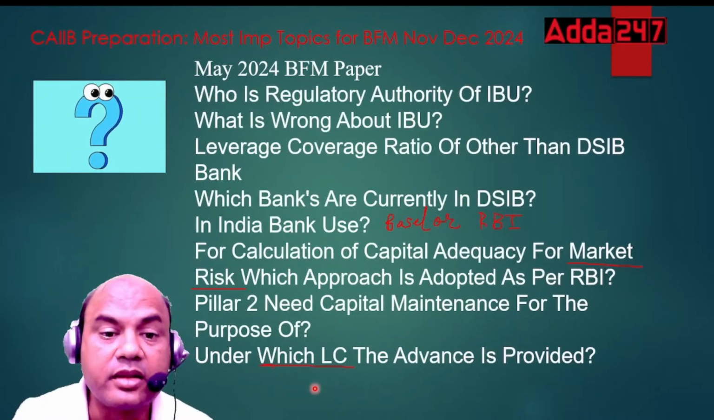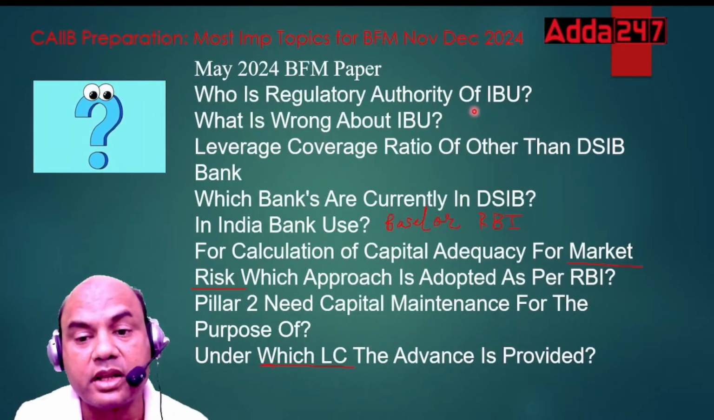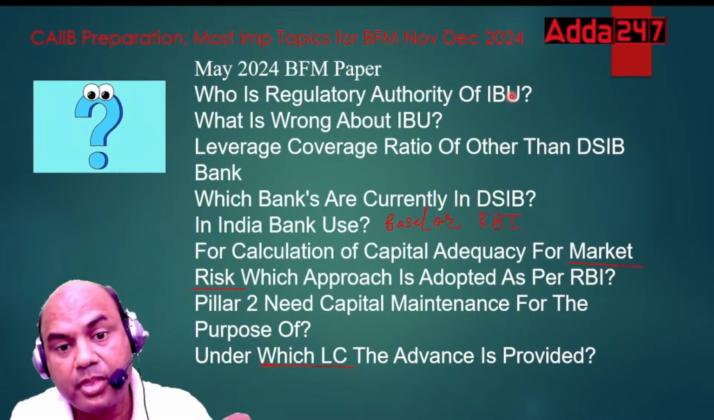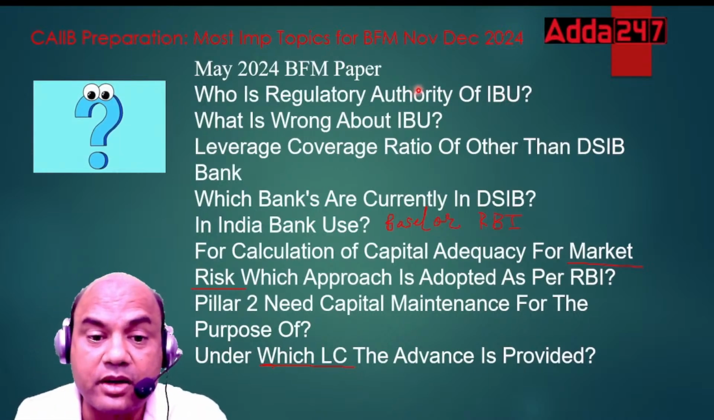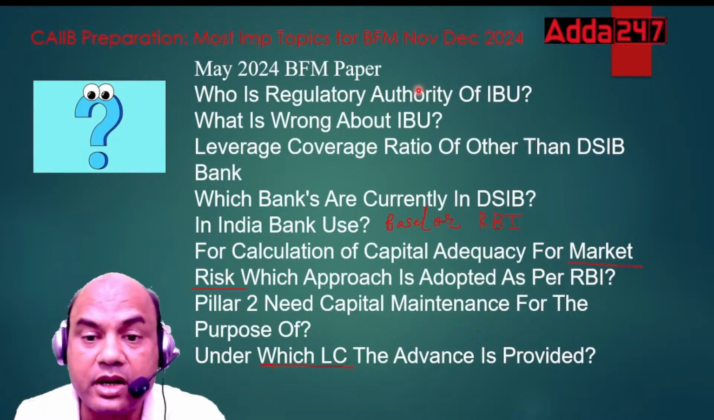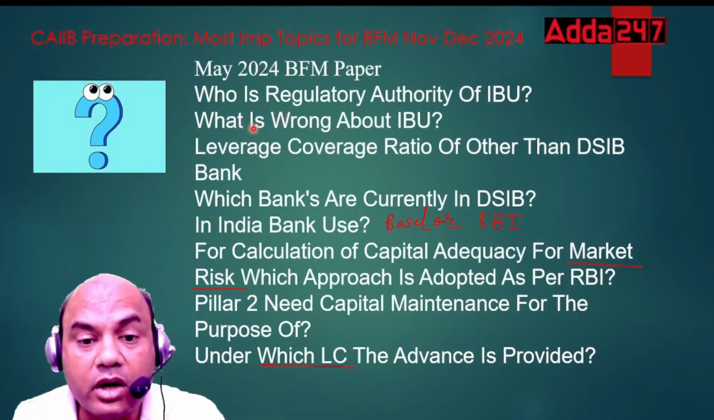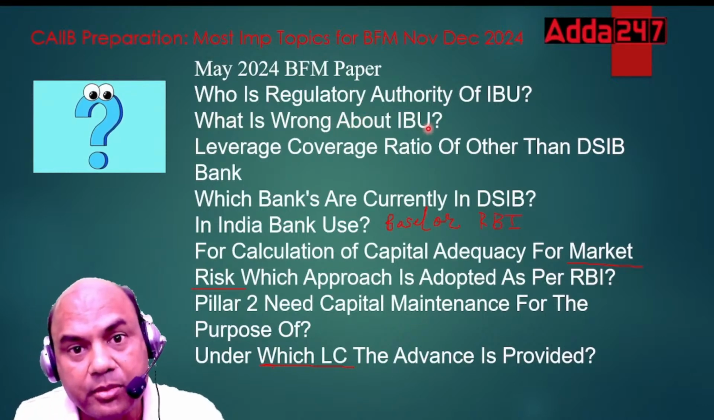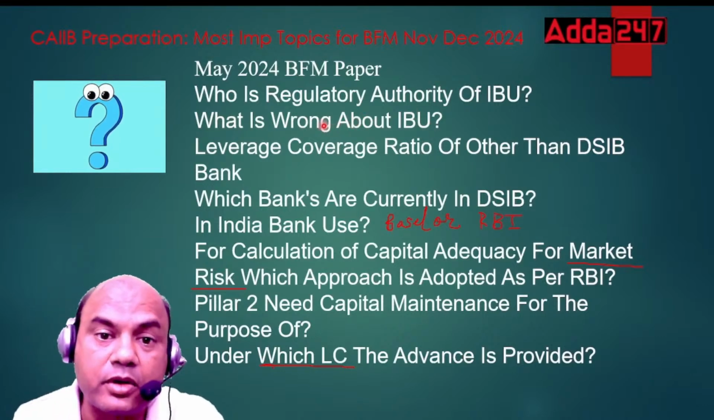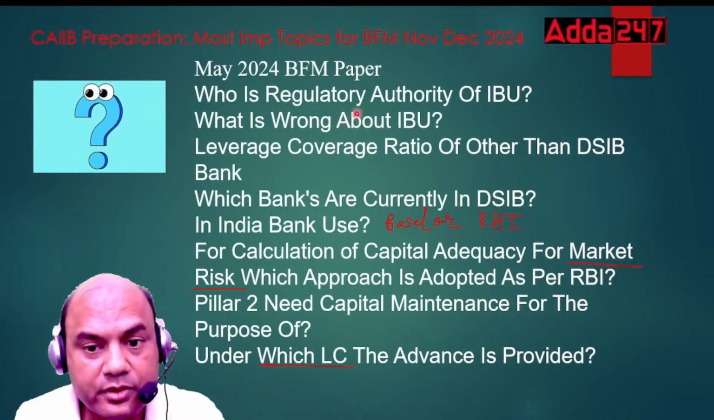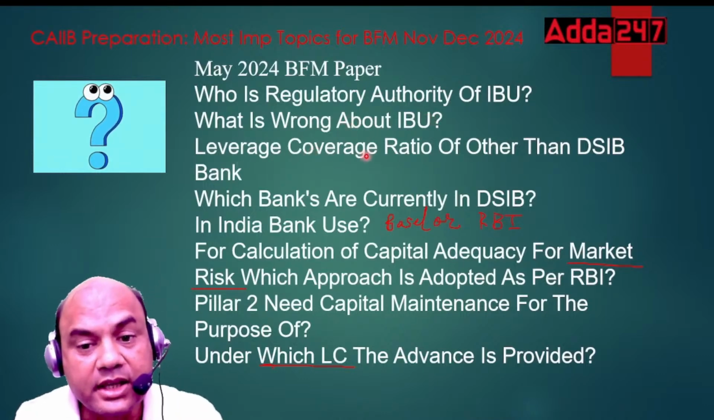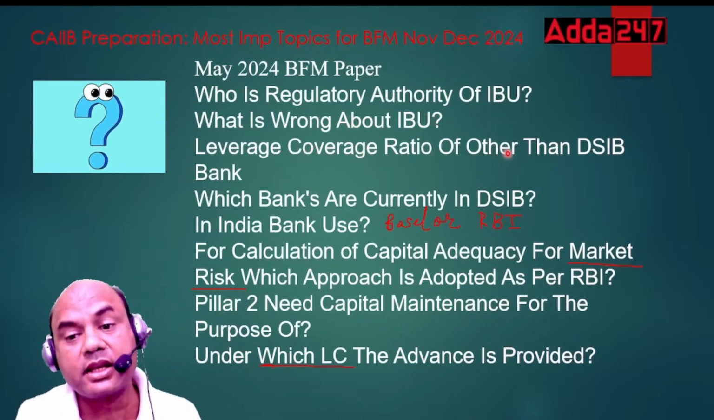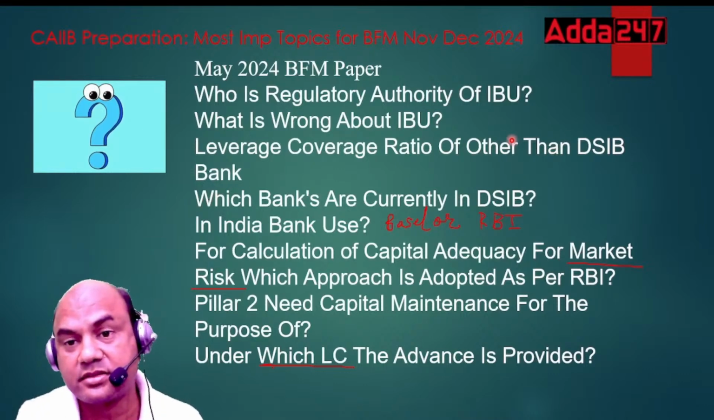Then, who is the regulatory authority of IBU? So this is a very important question nowadays. Okay. IBU regulatory authority. What is wrong about IBU? Wrong means nothing is wrong about IBU. What is the wrong option about IBU? IBU is right. Okay. LCR, liquidity coverage ratio of other than DSIB banks.